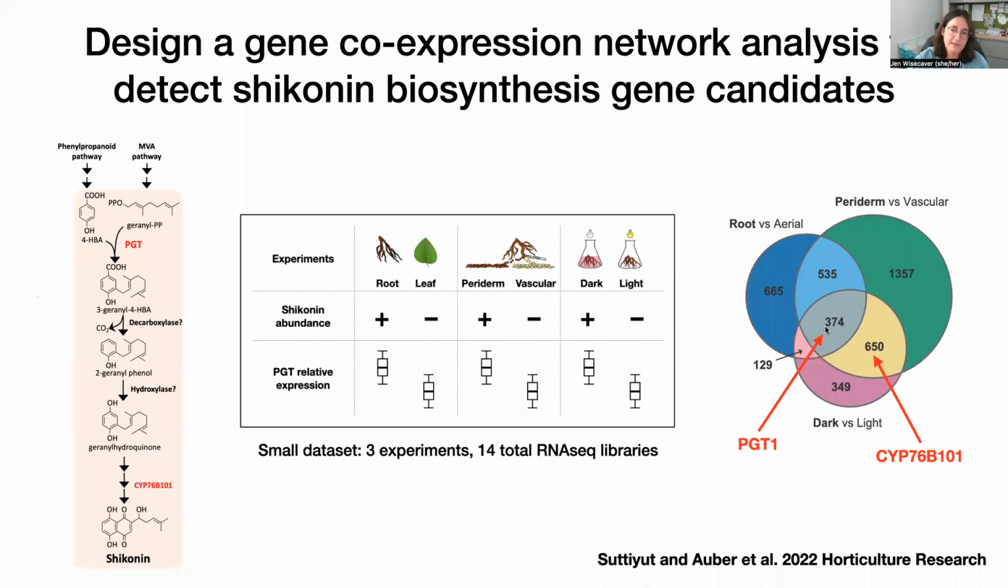And from that, you see 374 genes that are up in all conditions where Shikonin is produced, including the PGT1 gene that I went over earlier. But 374 is still quite a lot of gene candidates to be working with. And not only that, our cytochrome P450 that had been identified as we were working on this project wasn't recovered in that set. It was not differentially expressed in the root versus aerial tissue. It was different, just not significant.